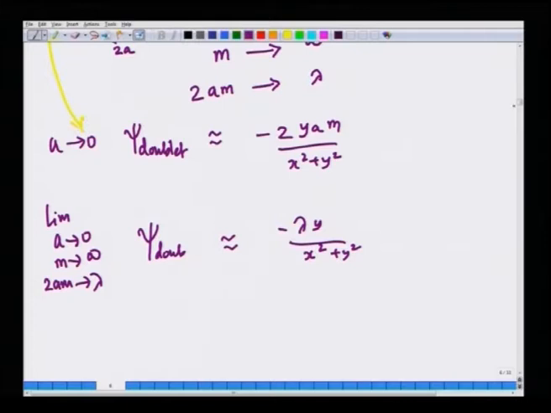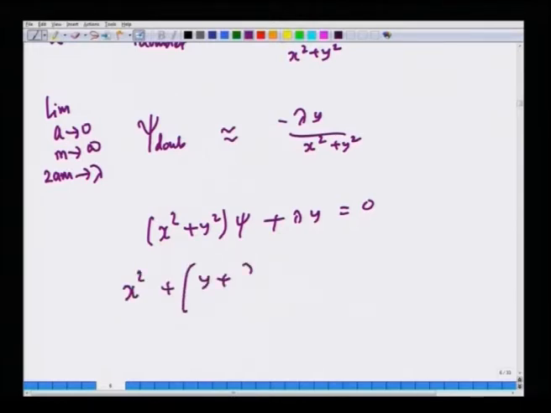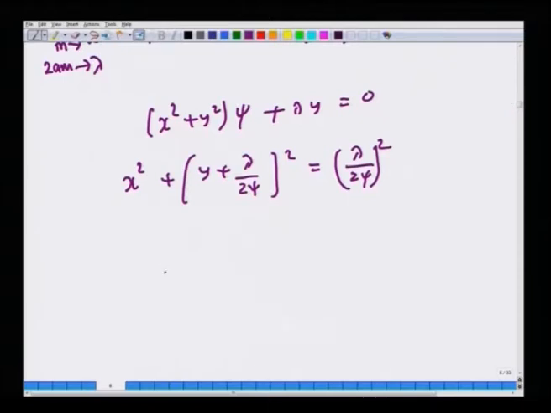Okay. Or we can rewrite this as x squared plus y squared times psi plus lambda y is 0, or x squared plus y plus lambda by 2 psi, whole squared, is lambda by 2 psi, whole squared. Okay. So, as a becomes very small and m becomes very large, in such a manner that a times m is a constant, the doublet essentially becomes like this. Okay. So, the stream functions are circles.